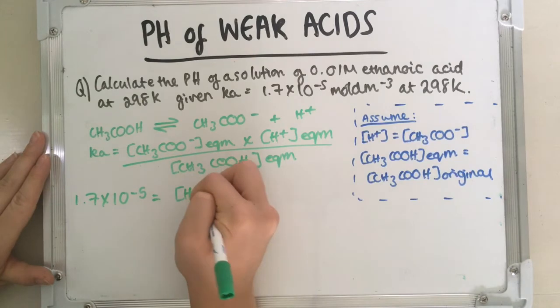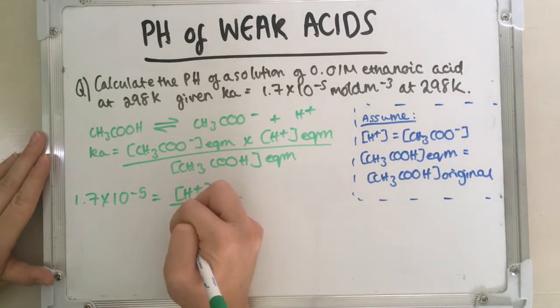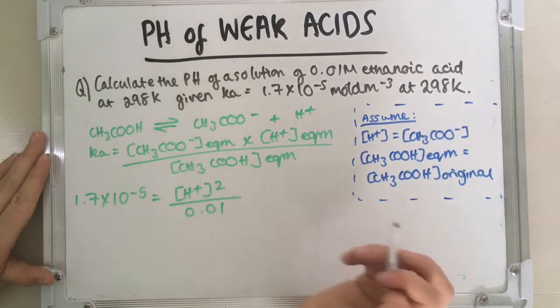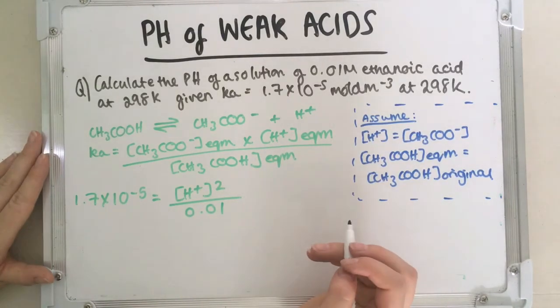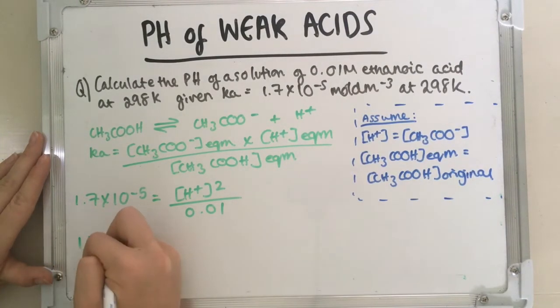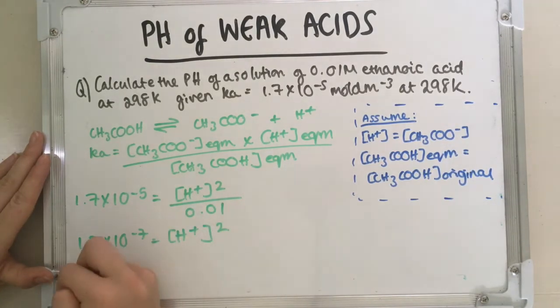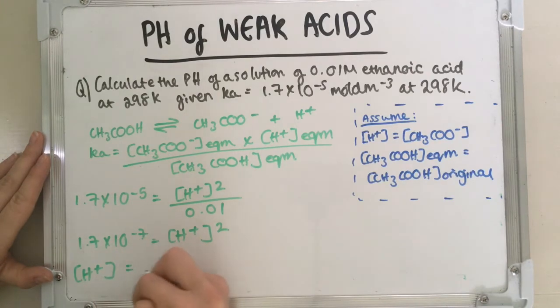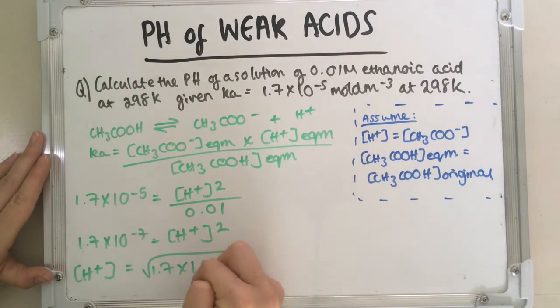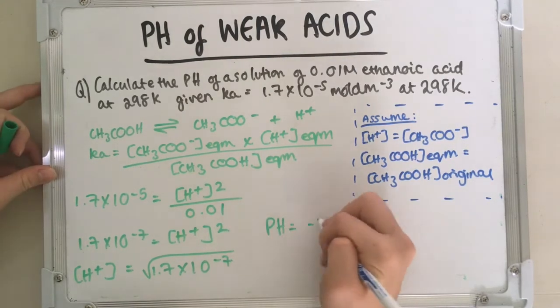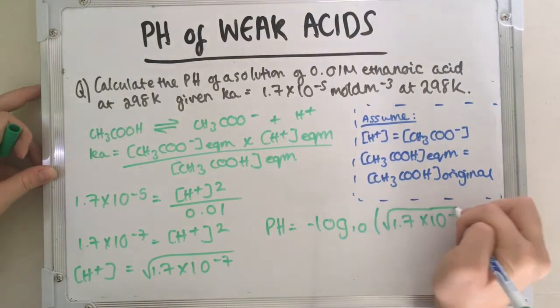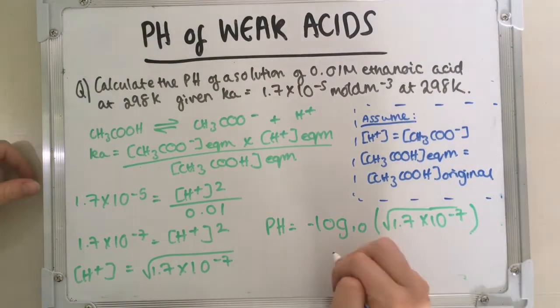Here I am substituting 1.7 times 10 to the minus 5 in place of Ka in the Ka equation, and 0.01 in place of the concentration of ethanoic acid at equilibrium. I have squared the concentration of hydrogen ions since hydrogen ion concentration equals ethanoate ion concentration. Now it's just a case of working it through. So you times the 1.7 times 10 to the minus 5 by 0.01, then you square root to get the hydrogen ion concentration. Then substitute this into the pH equation and put it in your calculator to get an answer of 3.38.